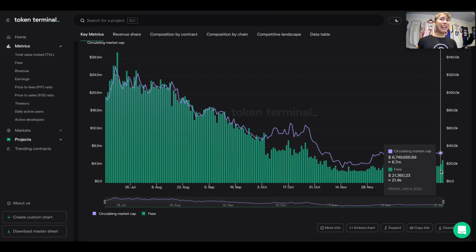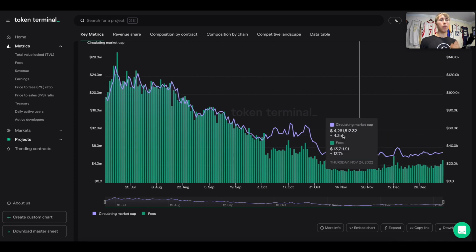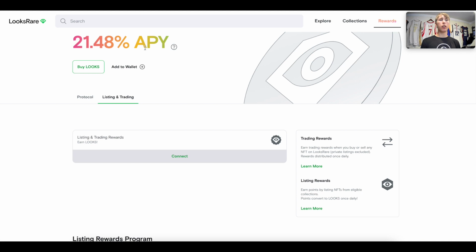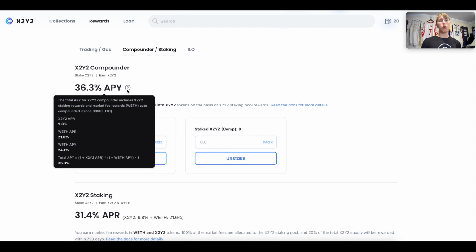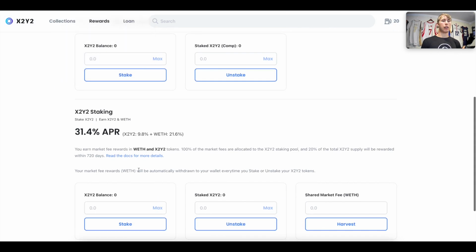And that's about a 10X difference in circulating market caps. It also offers a higher staking reward. LooksRare offers 21% with 12% paid in the ETH token. X2Y2 offers 31% and it pays 21% in the ETH token.